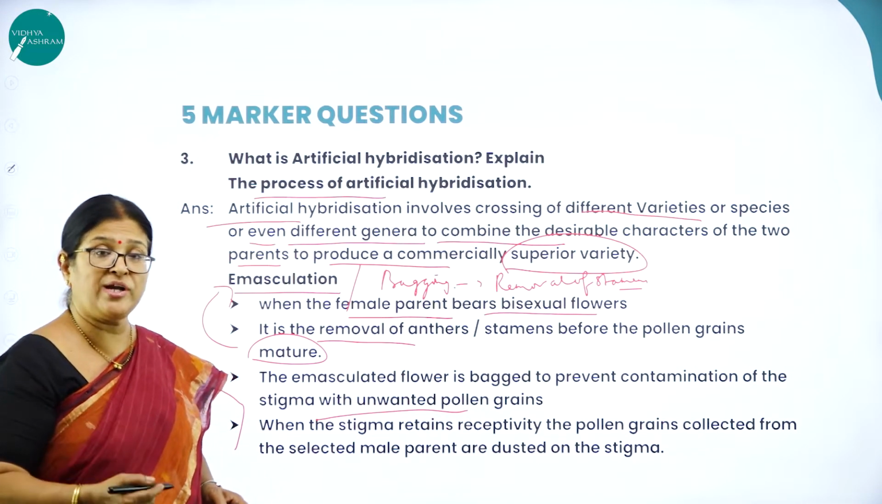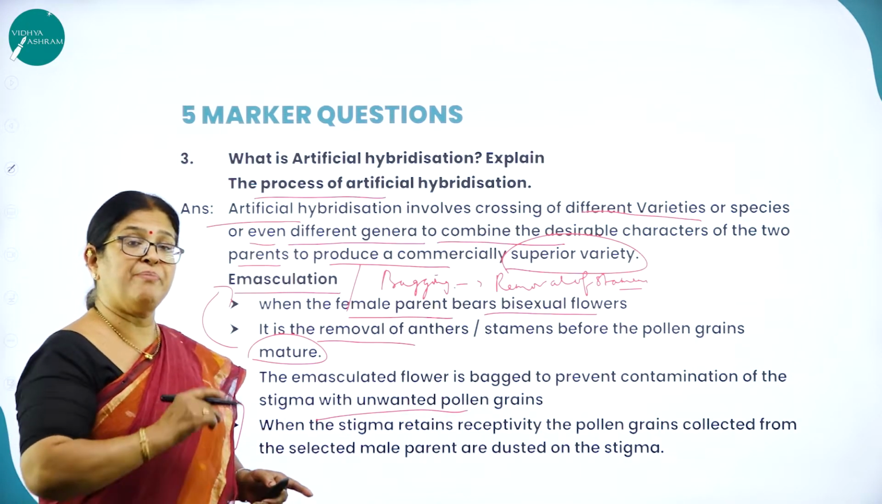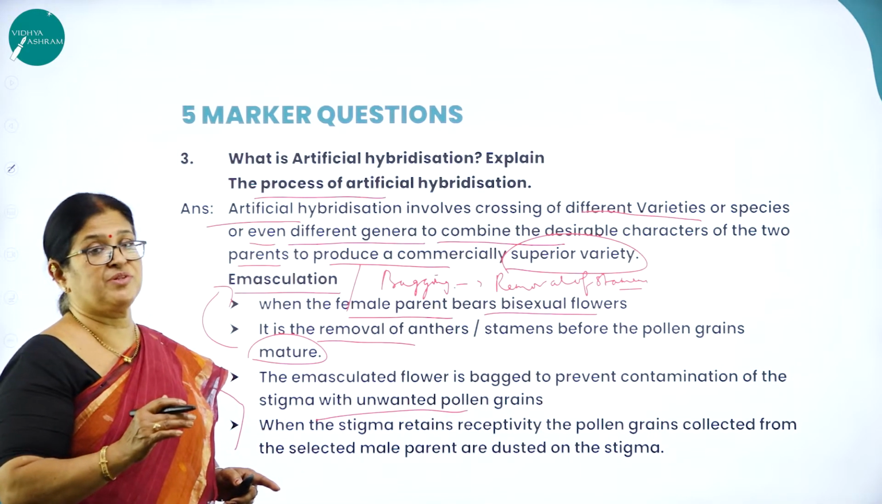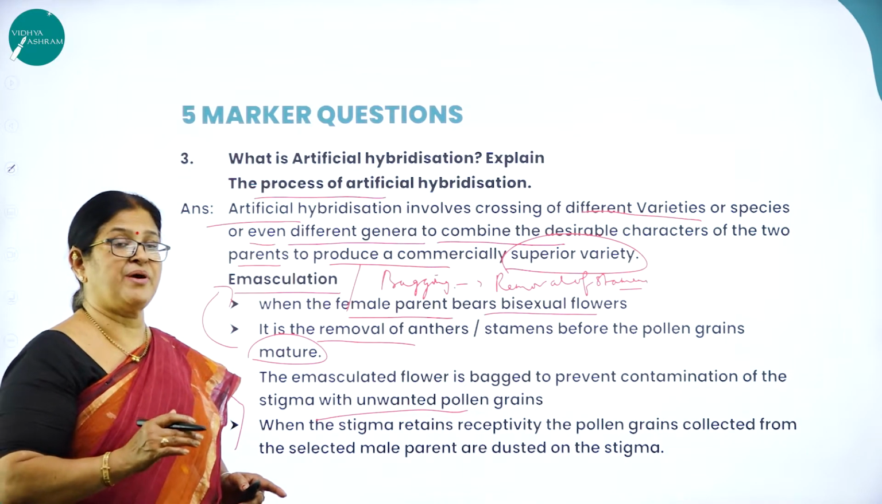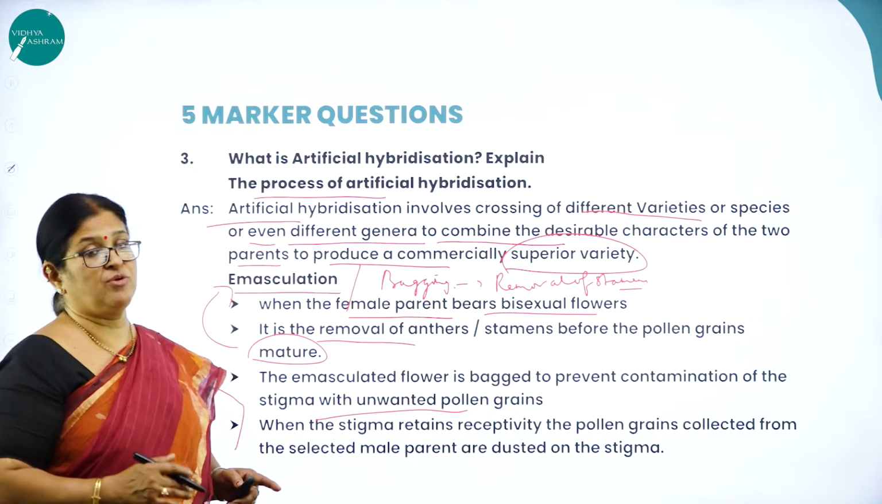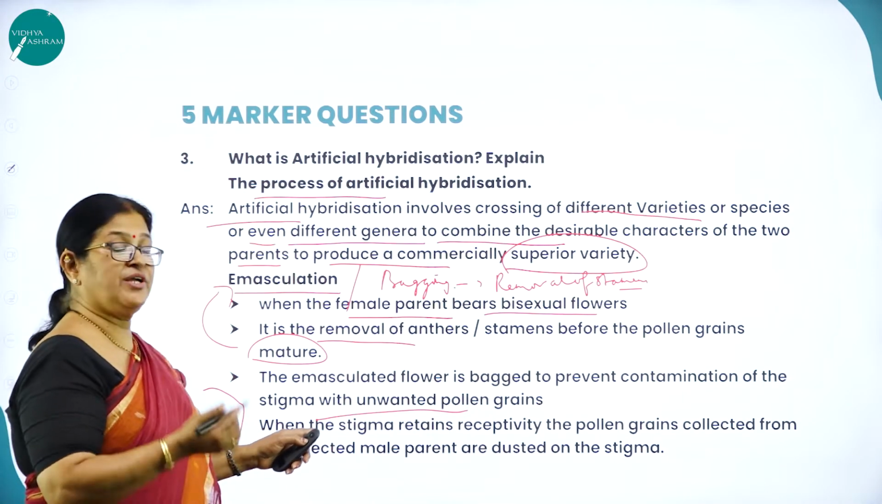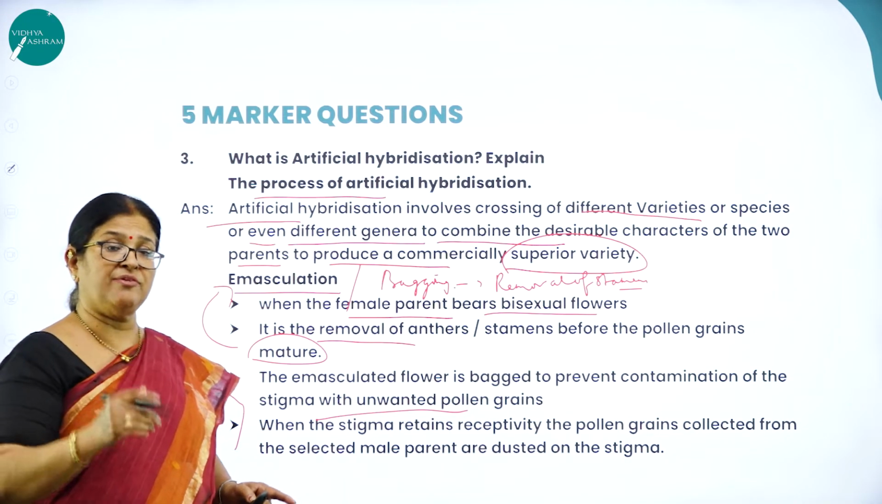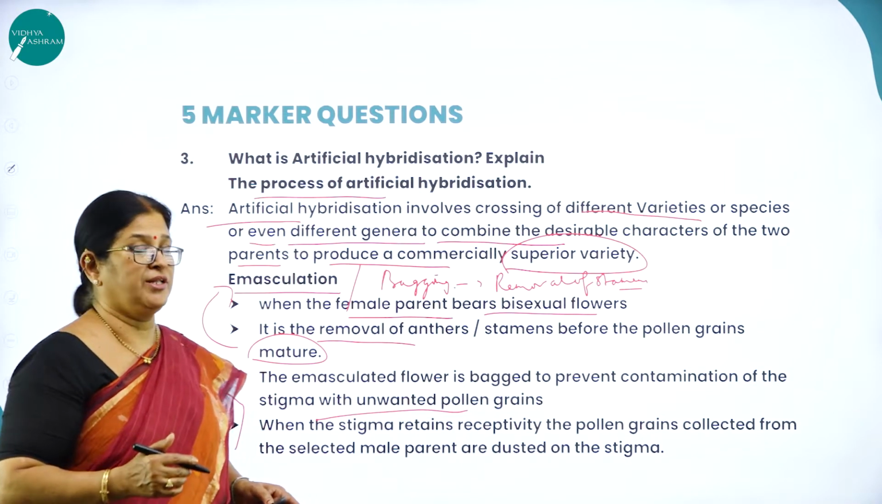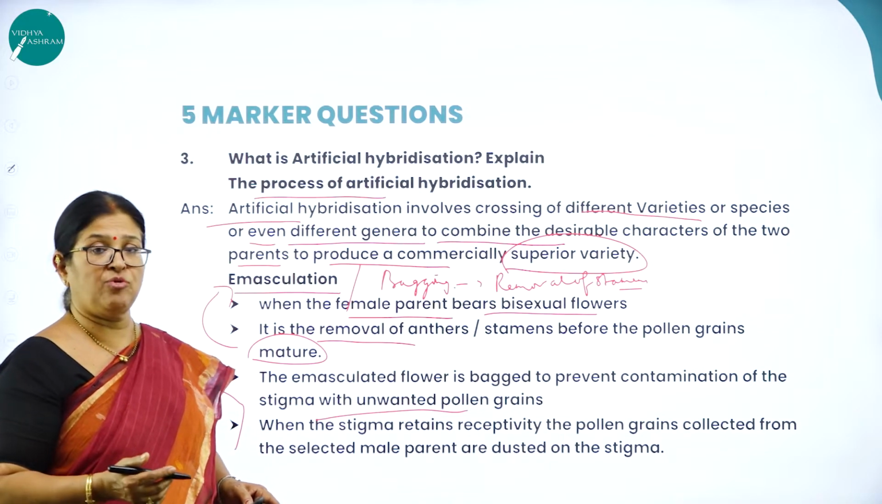So in order to avoid that also, what we can do is bag or cover the stigmatic surface with a polythene paper or a polythene bag to avoid the falling of unwanted pollen grains. That method is also called bagging. So even if it is emasculated, we need to cover the stigmatic surface with a polythene bag to avoid the falling of unwanted pollen grains.